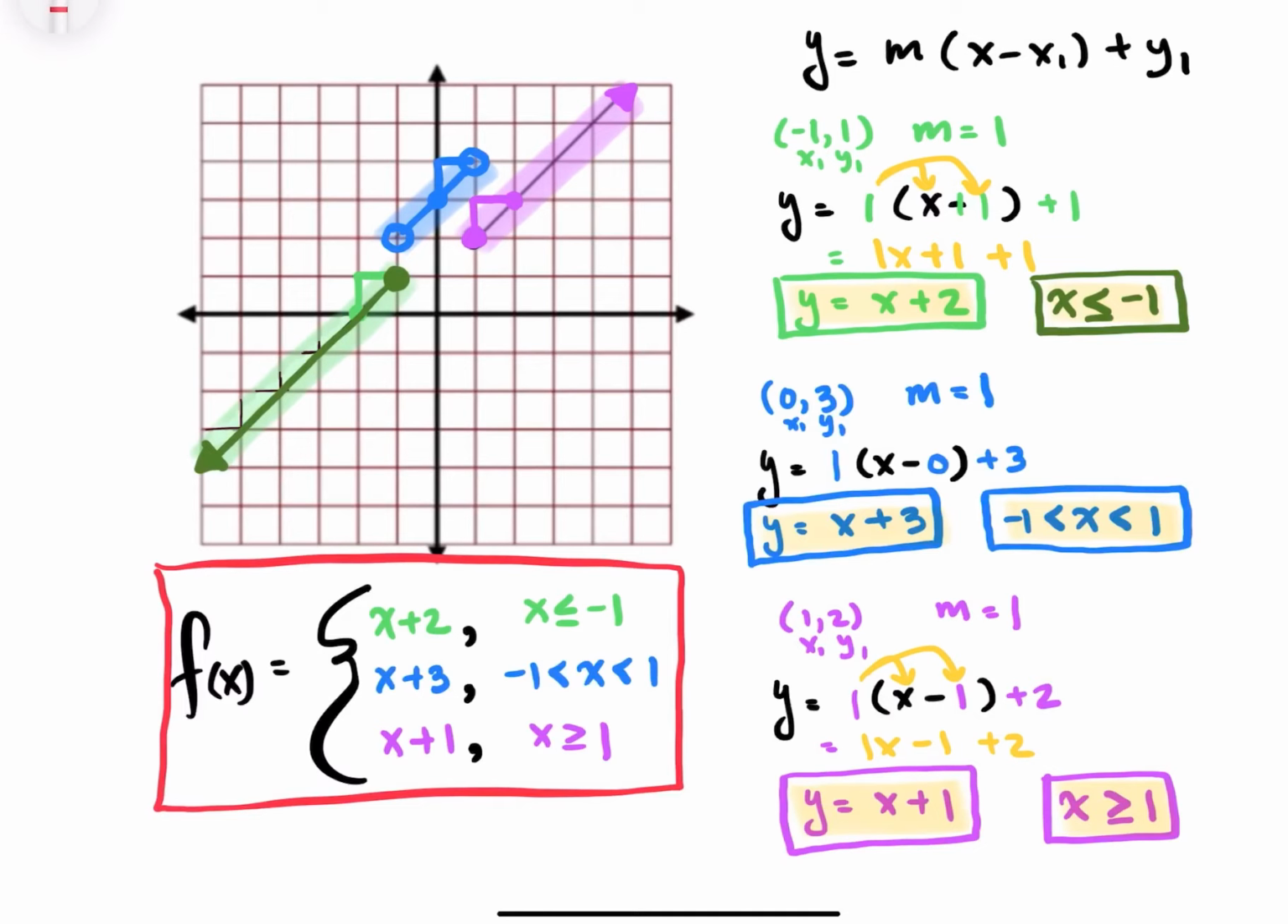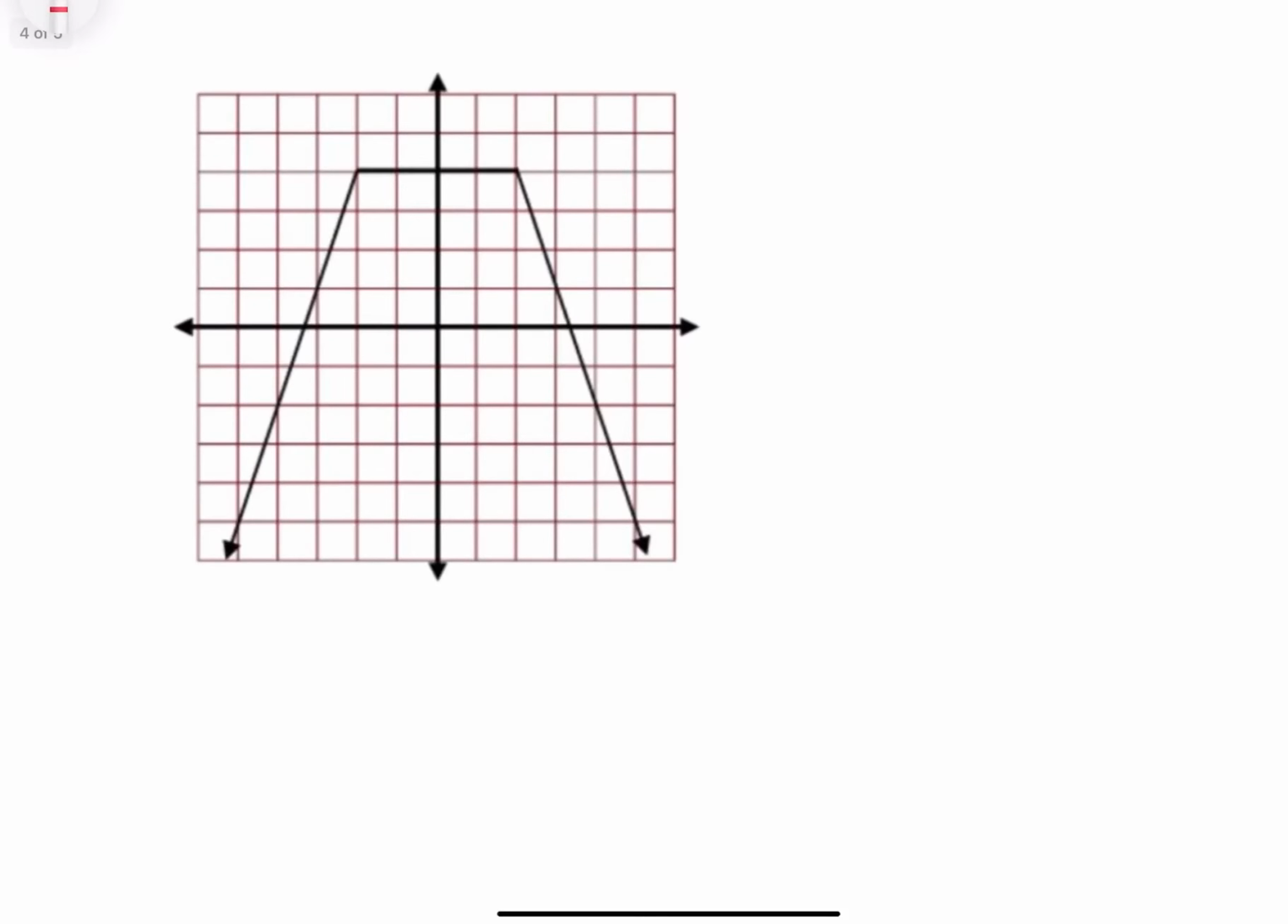Okay, let's try another one, and each one of these is slightly different. So let's take a look at this one over here. Again, we have 3 pieces, and the first piece we'll go ahead and do in green here. You can pick any point you want, and again, I'm going to choose this endpoint right over here, and that's at -2, 4. So there's my first point, -2, 4. That's an x1 and a y1.